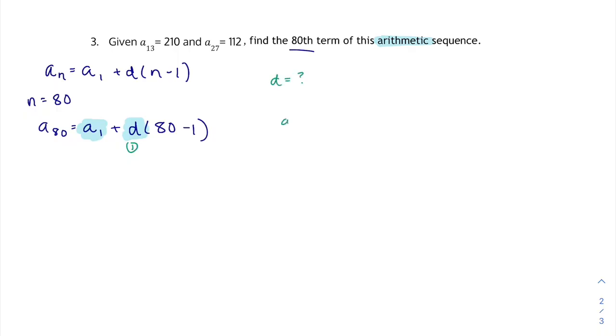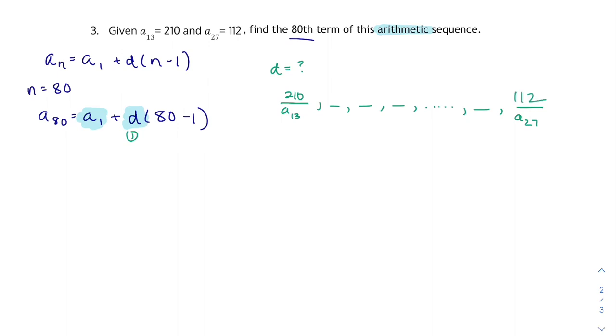And I know that my 13th term is 210. And then we got my 14th, 15th, 16th, 17th, 18th, 19th, blah, blah, blah, 26, and my 27th term is 112. First thing, I know that my common difference should be negative, right? I can see that it's getting smaller. So now I need to figure out what it is. Well, we know that a common difference, you're adding the same amount each time, right?